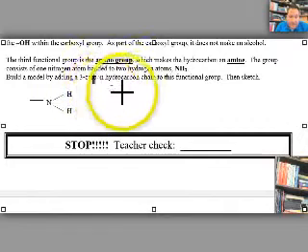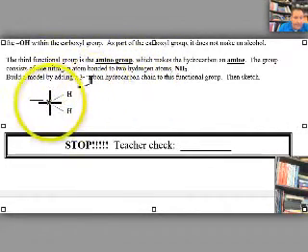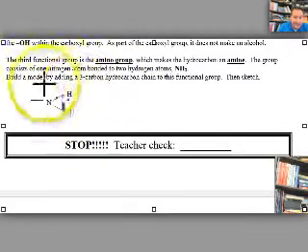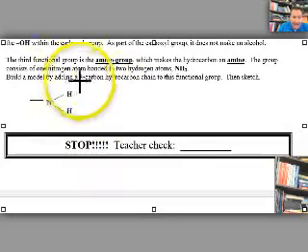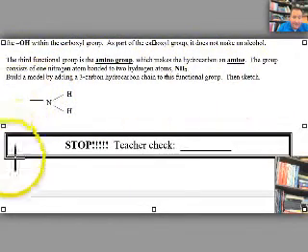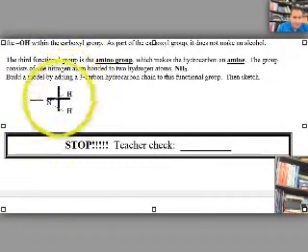The final functional group that we have is called the amino group. The amino group is a nitrogen bonded onto a hydrogen bonded onto a hydrogen. So this group is an amino group. It wants you to build a 3-carbon hydrocarbon onto this functional group that's right here. I'll just draw it over here for you to take a look at.